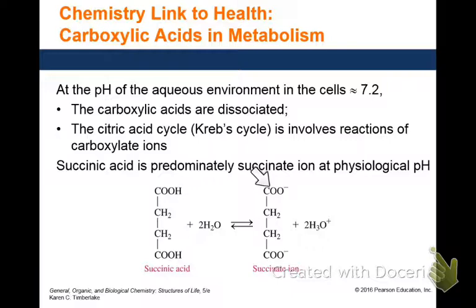So succinic acid is one of these acids that you'd find in your body as part of one of these different cycles that you have to memorize, and it becomes the succinate ion in your body, okay?